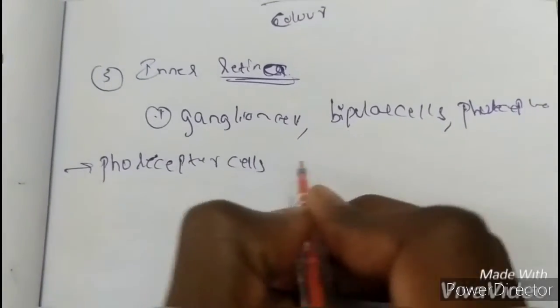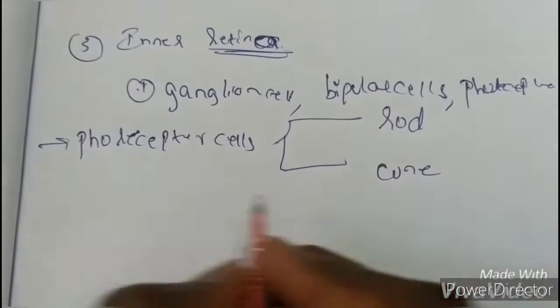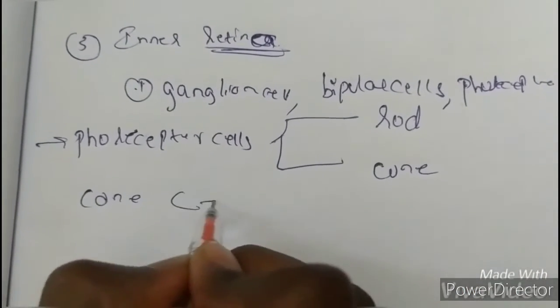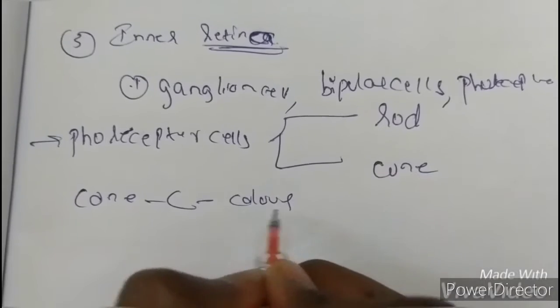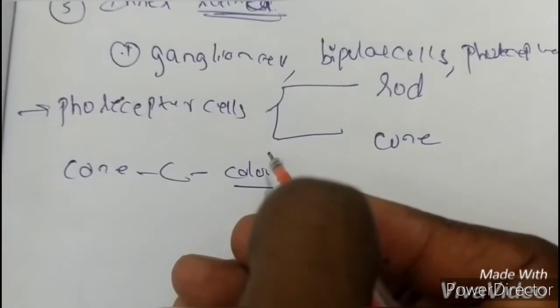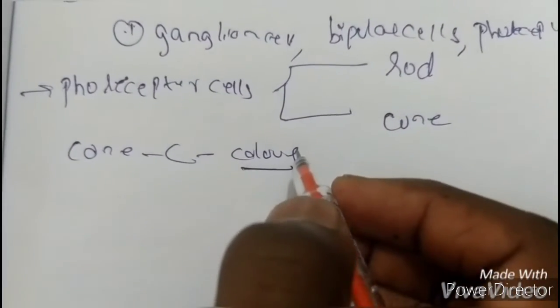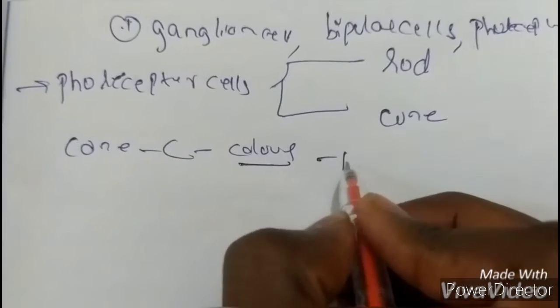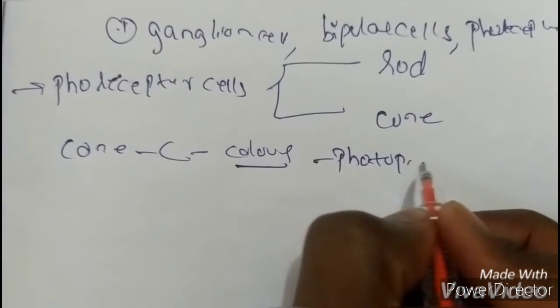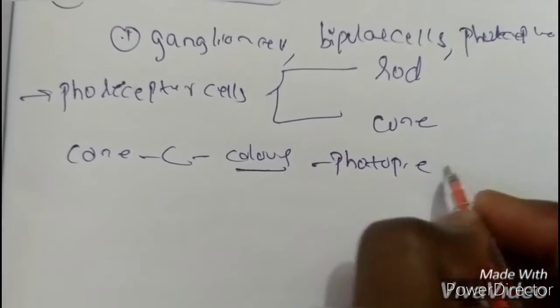Photoreceptor cells are of two types: rods and cones. Cones see color, which means they absorb color and are sensitive to it. That type of vision is called photopic vision, or color vision, or daylight vision.